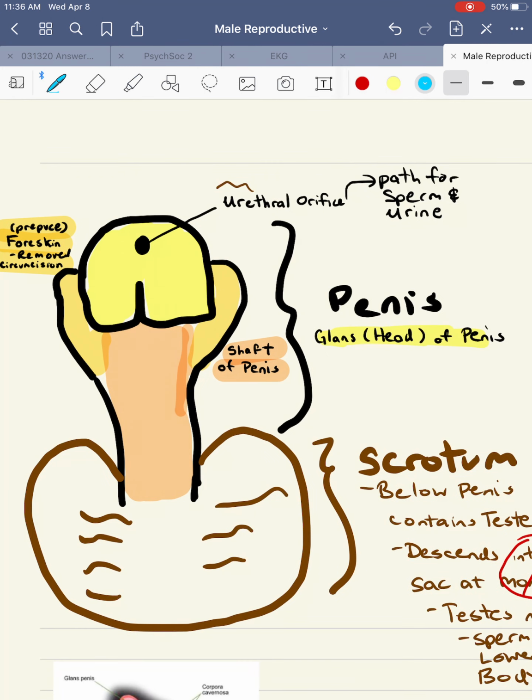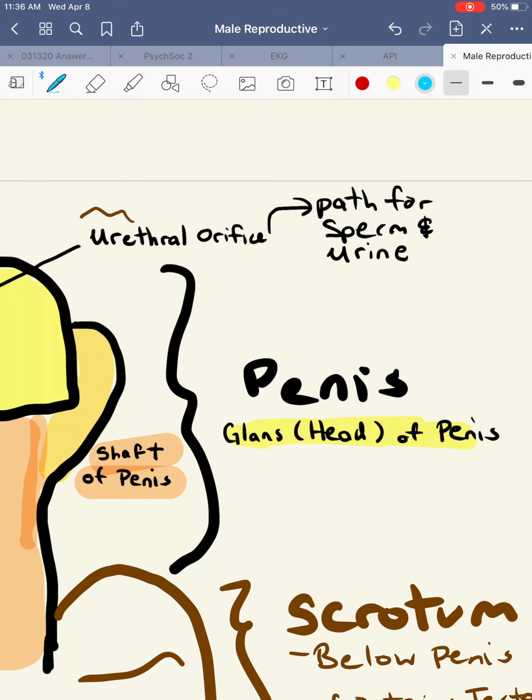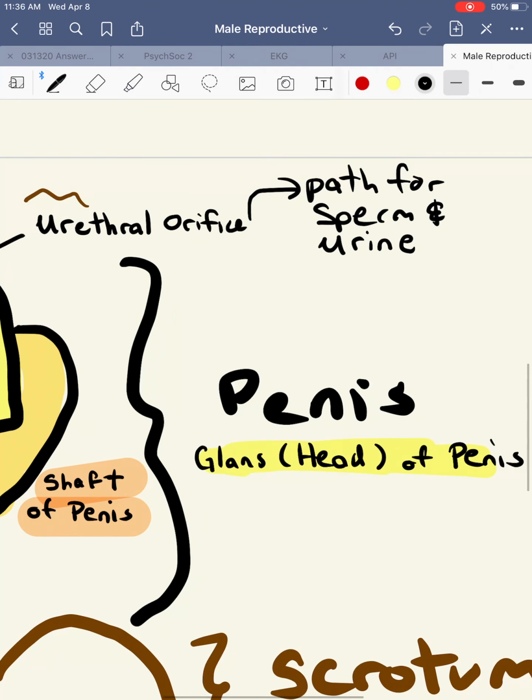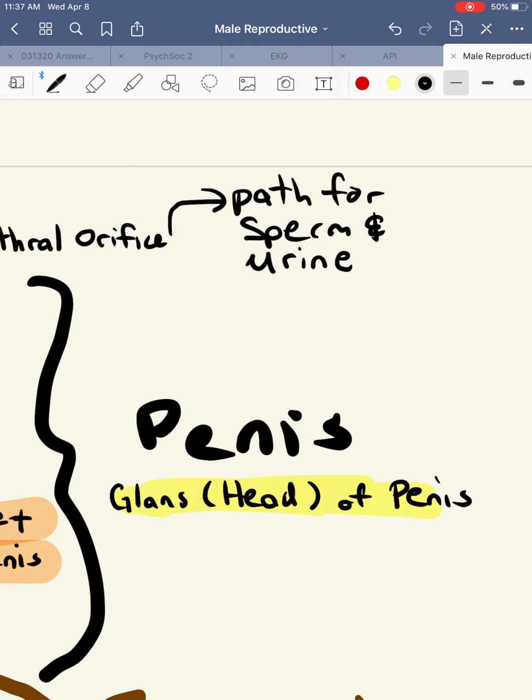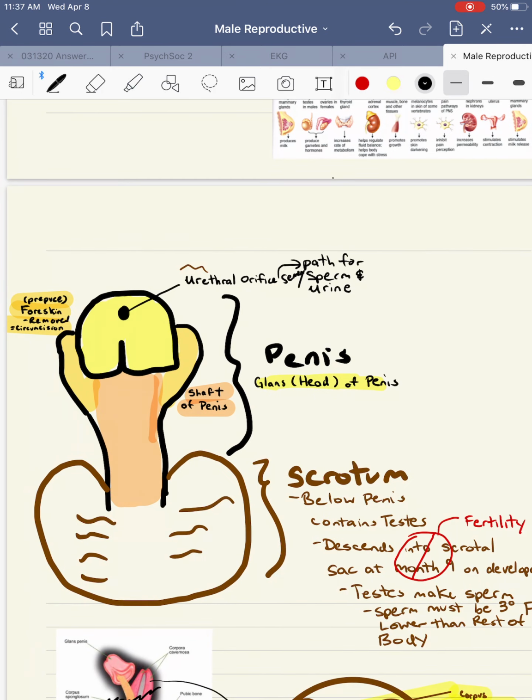On the head of the penis, also known as the glans of the penis, there's an opening called the urethral orifice. An orifice is just an opening, right? And if you look at the term urethral, what's going to go through this urethral orifice is sperm and urine. And of course semen, which I didn't put in for you, but I'll write it. I'm just going to write semen too. We're going to talk about those differences in a few.